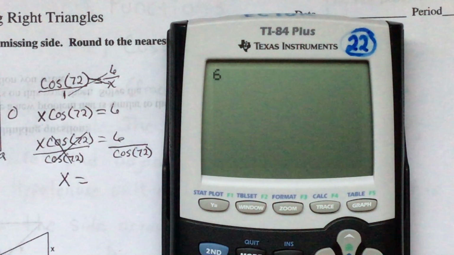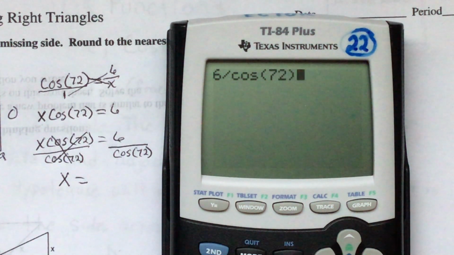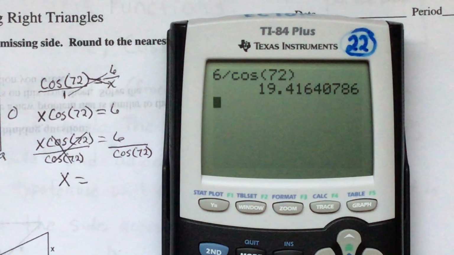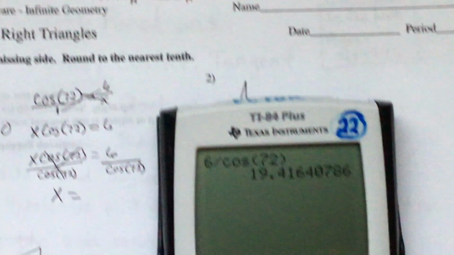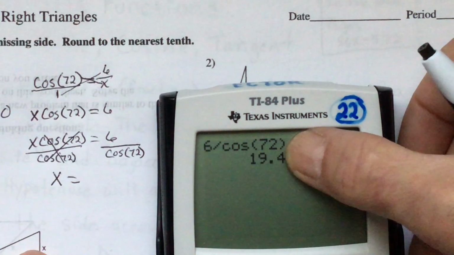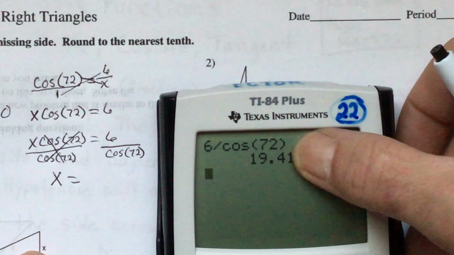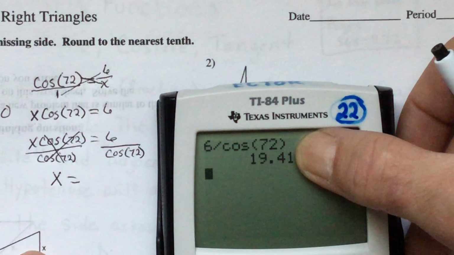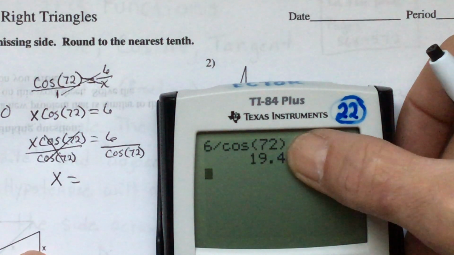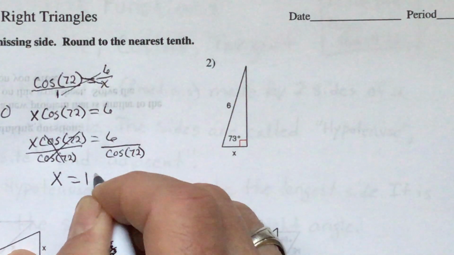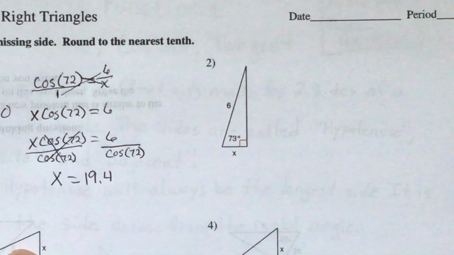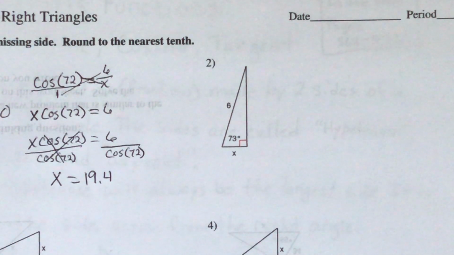So 6 divided by cosine 72, 19.4. Remember the instructions said round to the nearest tenth. There's the tenth. Take a look at the number that comes before it. It's less than 5, so we just write it like this. 19.4.